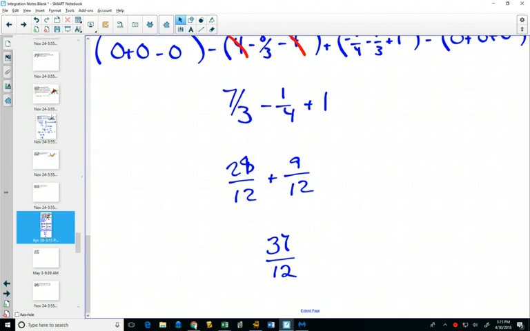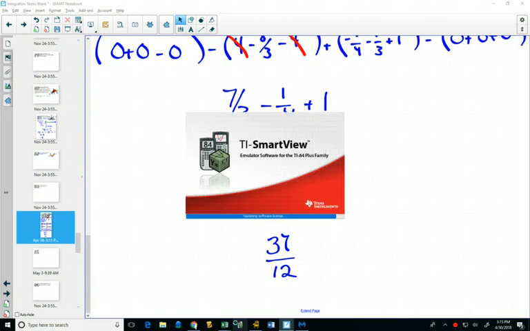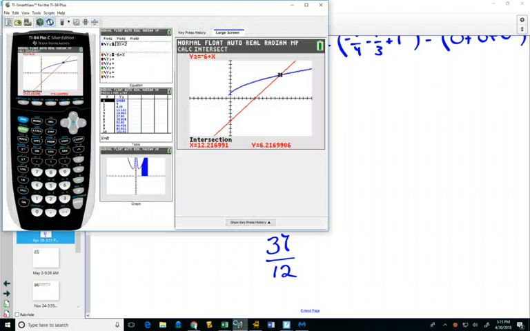Now let's look at how our calculator can get us this value and what it looks like on our calculator. How can we use the values on our calculator? We're going to type this same thing, one equation into y1 and the other one into y2.